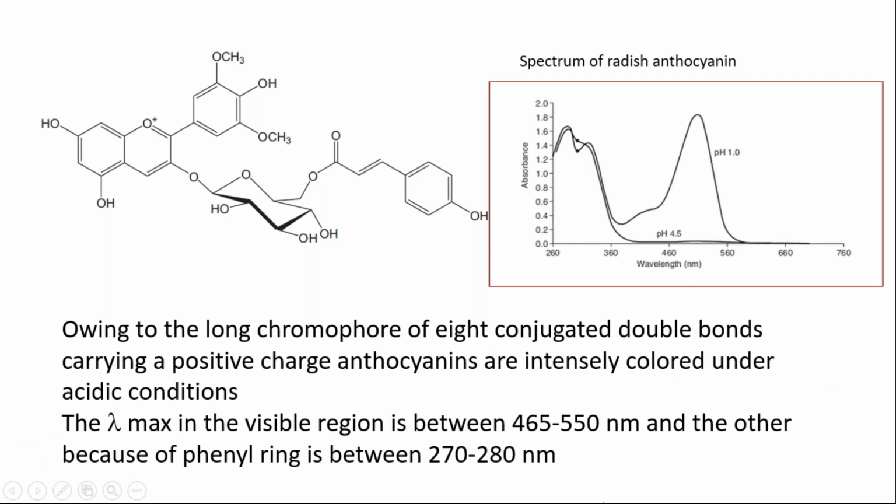The lambda max in the visible region is between 460 and 465 and about 550 nanometers, and because of the phenyl rings they also have an absorption maximum at 280 nanometers in the UV region. So this is in the ultraviolet region, and therefore the ultraviolet region is not colored.